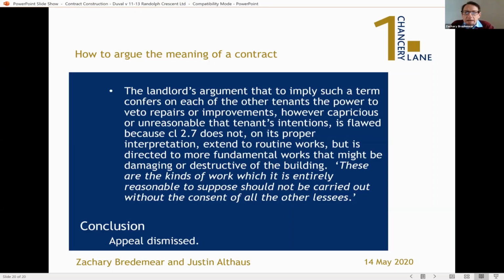We don't have any questions in the Q&A or the chat, but can I ask you this? In other leases and future disputes where the wording in the lease is not the same as or equivalent to 2.7, how much scope do you think there's going to be for parties to argue that the landlord's argument in that last paragraph is the correct one?